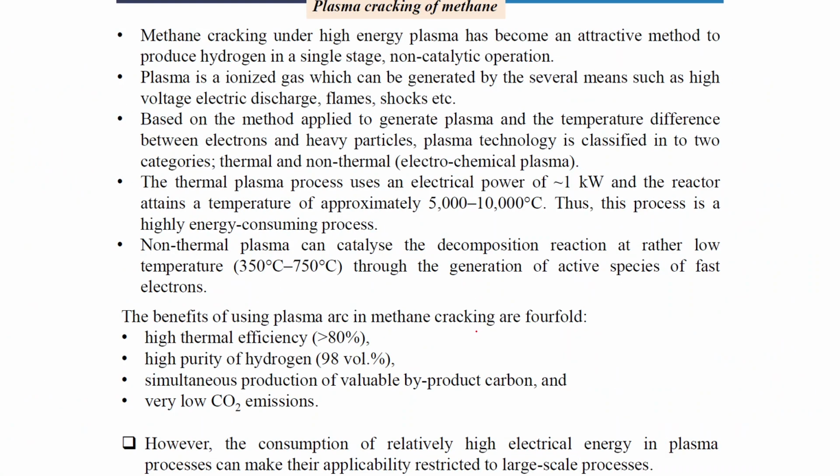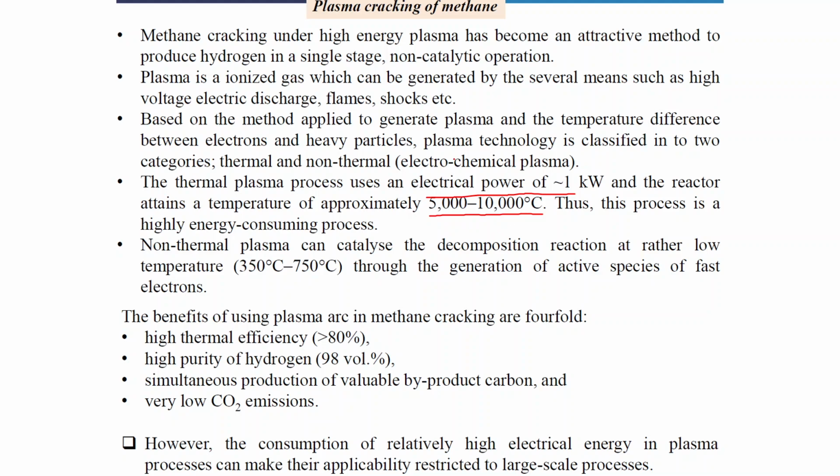Another technique is plasma cracking. We know that plasma is an ionized gas which can be generated by several means, such as high voltage electric discharge, flames, etc. So here cracking takes place using plasma. Two types of plasma cracking exist. The first is when plasma is produced using high electric power at very high temperature, that is 5,000 to 10,000, which is a highly energy consuming process. So this is not feasible.